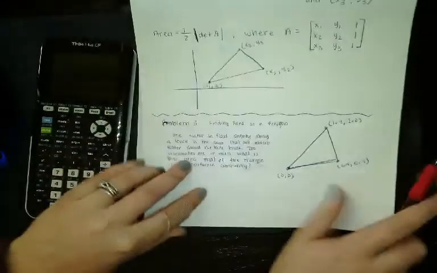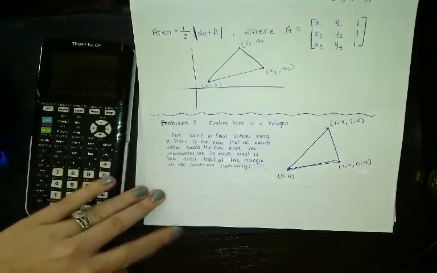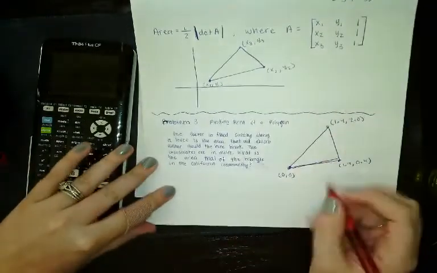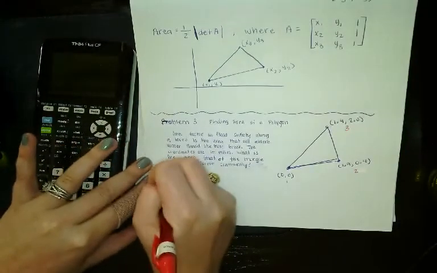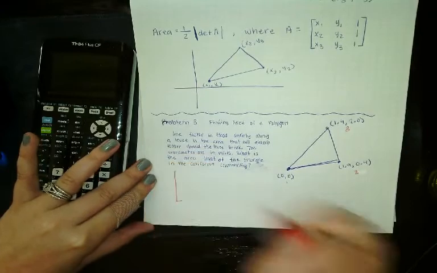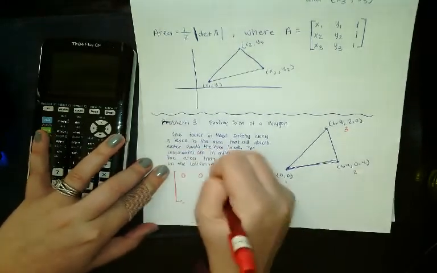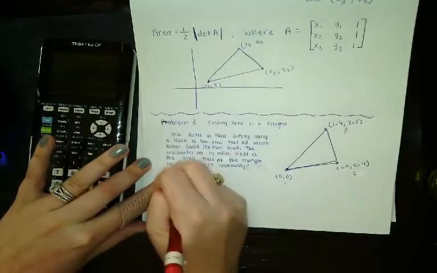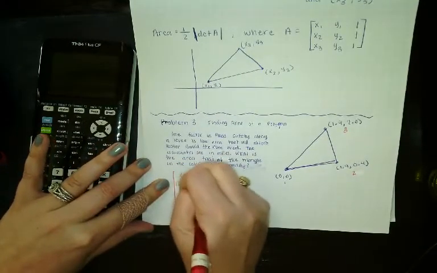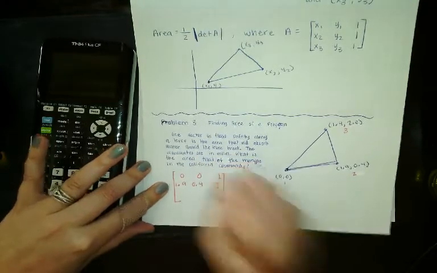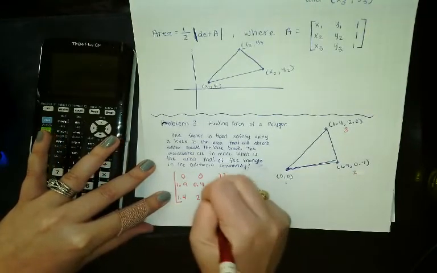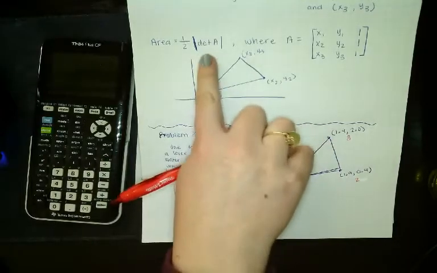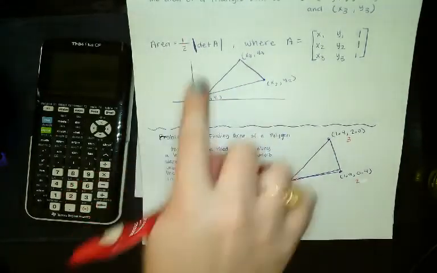So we have to make a matrix. I'm going to say this is my point 1, point 2, point 3. So my matrix is going to be 0, 0, 1, then 1.9, 0.4, 1, then 1.4, 2, and 1. So I need to find the determinant of this matrix and then cut it in half.